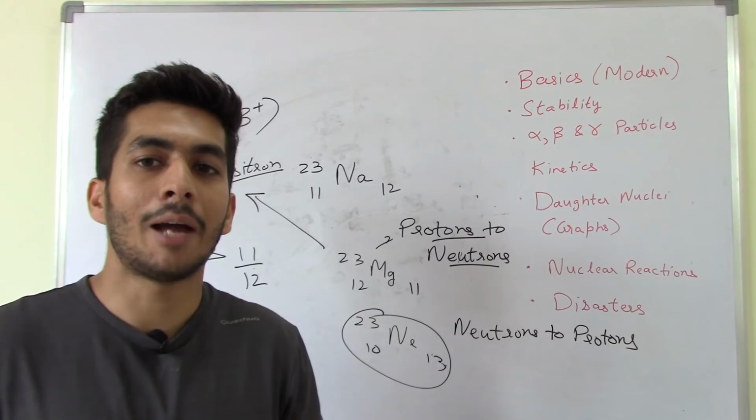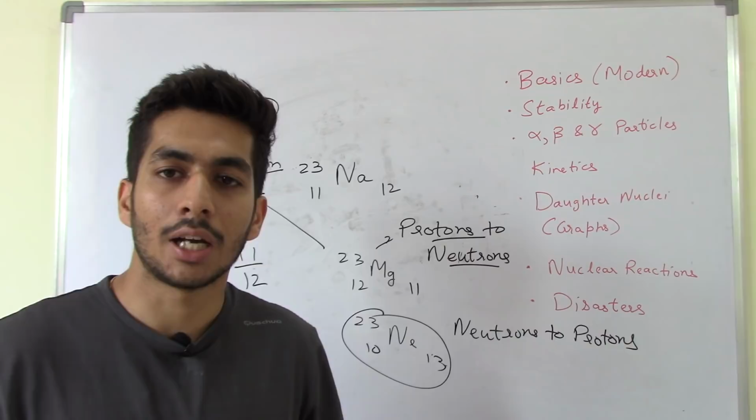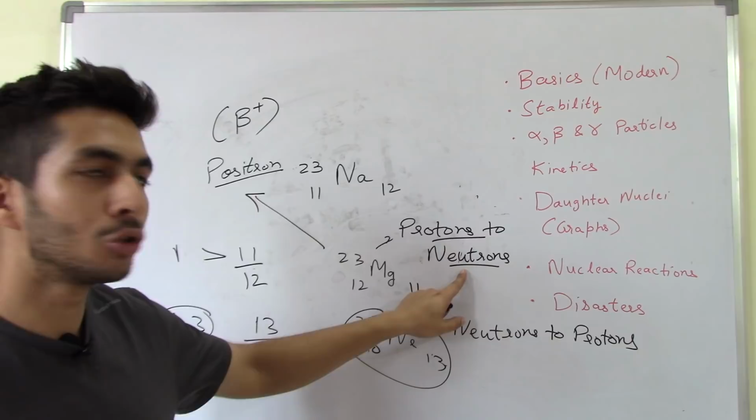So if I am emitting a positive charge, that means I am taking out charge from the proton and extracting that charge from the proton. If I extract positive charge from the proton, it becomes neutral. A neutral charge, basically the proton, is nothing but your neutron, right? So I'm converting a proton to a neutron, and that is why positron emission takes place.